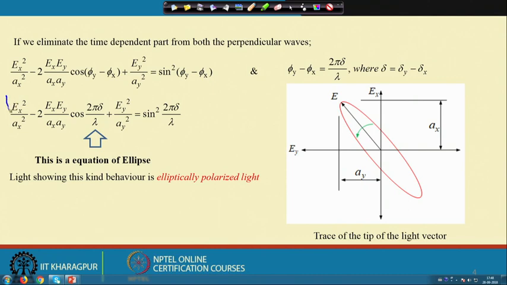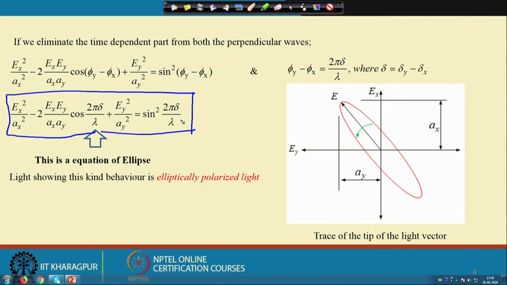This equation, if you look carefully, is nothing but an elliptic equation. So, here E x square by A x square minus 2 E x E y by A x A y cos of 2 pi delta by lambda, and then E y square by A y square. Now, phi y minus phi x is 2 pi delta by lambda, where delta is delta y minus delta x. This equation is an equation of an ellipse.